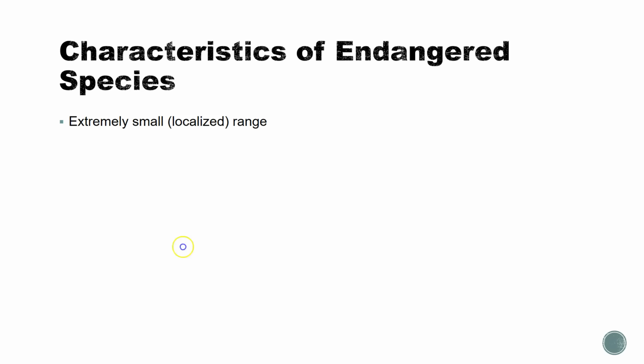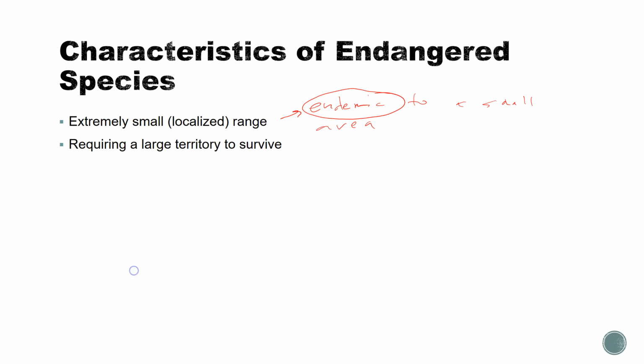So we're going to talk about characteristics of endangered species, at least the types of characteristics that make some species more prone to decline than others. All right. And so we say an extremely small or localized range. That means they are endemic to a small area. Okay, and the word endemic, by the way, E-N-D-E-M-I-C, just simply means that it's only found there. It's native to a very specific type of habitat. Okay, so the types of species that have a small localized range, they can only thrive in very specific habitats, are more prone to becoming endangered or extinct. All right.